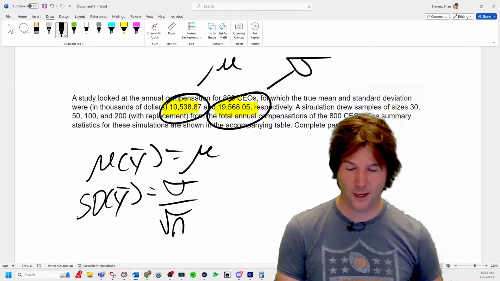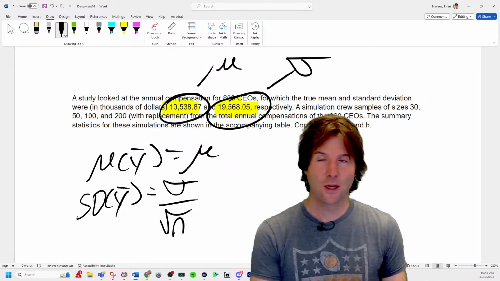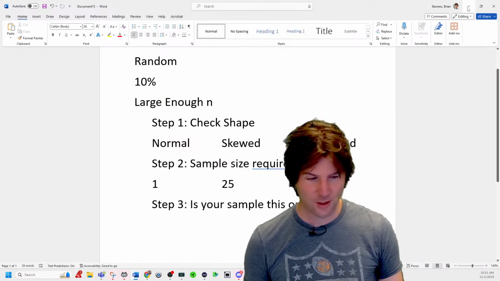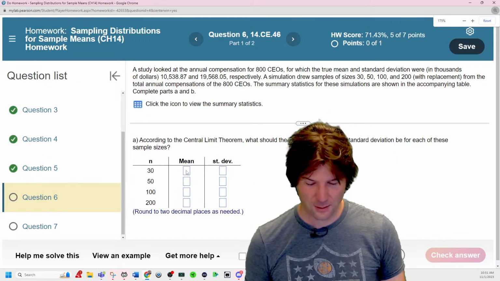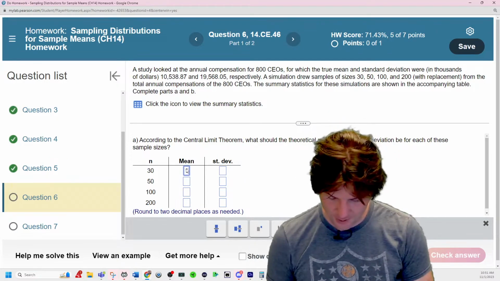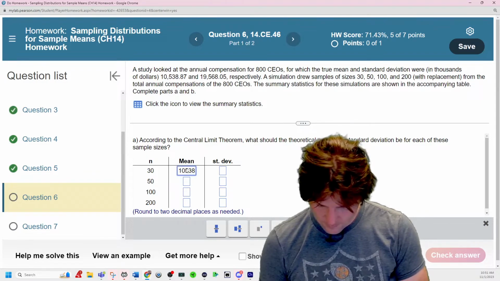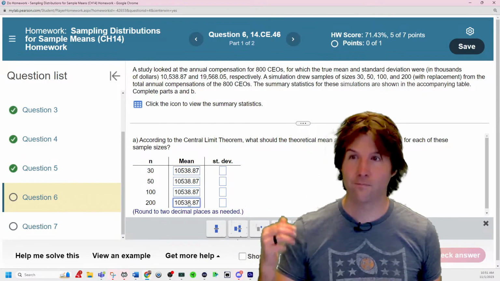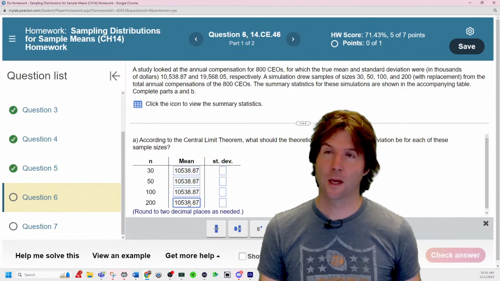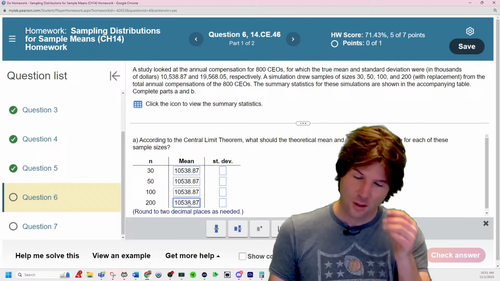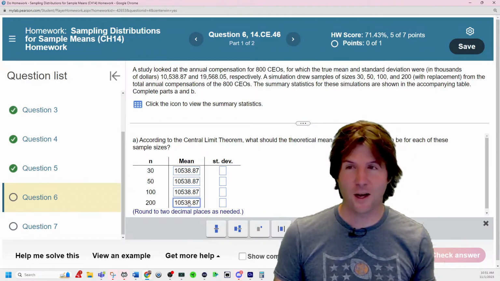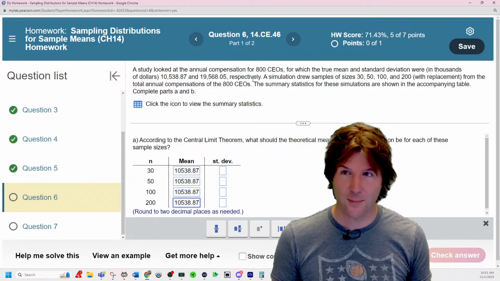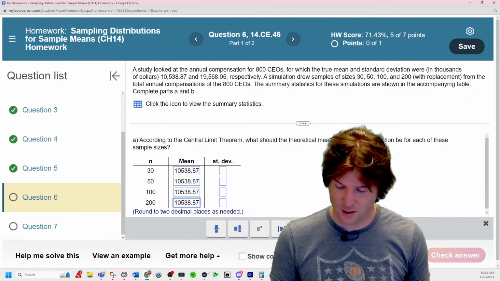Now we need to find all the new standard deviations. Please slow me down. The easy part of this question is finding all the means. All we do is write down the mean and copy and paste it. We've done half of it. But for the standard deviation, I wish they were perfect squares, but we need to take this standard deviation right here and divide it by the square root of all the sample sizes.